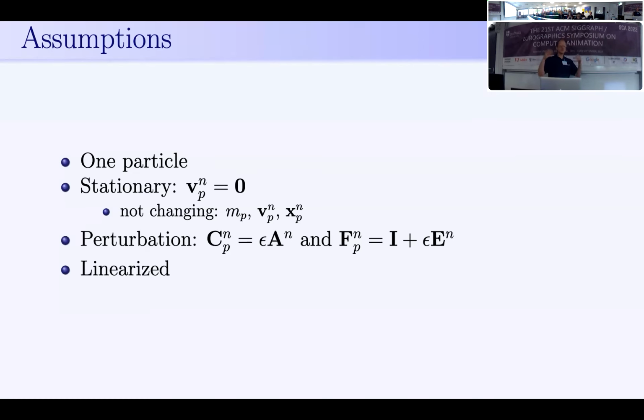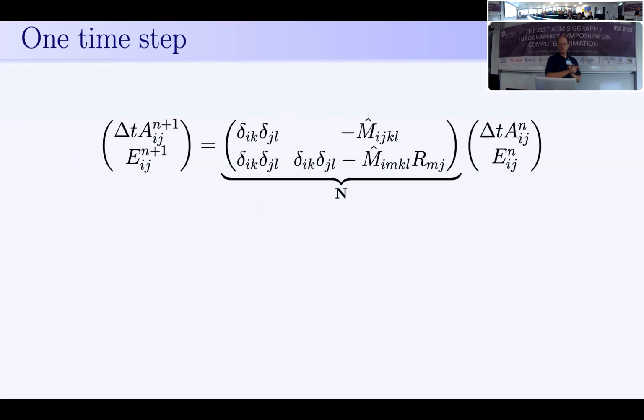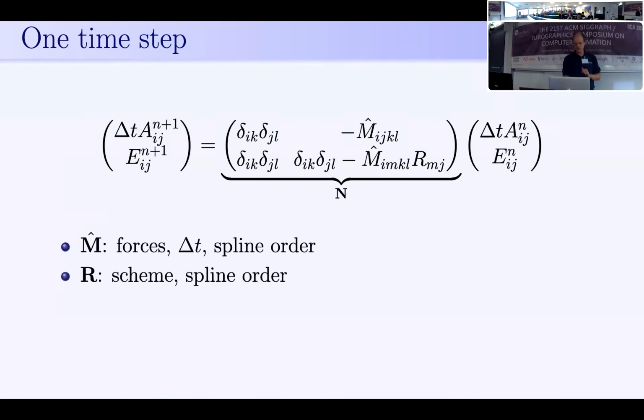Next thing, we're going to be perturbative again, fine. So we're looking around the rest configuration. We're just looking at tiny perturbations around it. That linearizes it. Why is that good? Because it means that the transition from frame to frame is now just a little matrix. It's denoted N here.